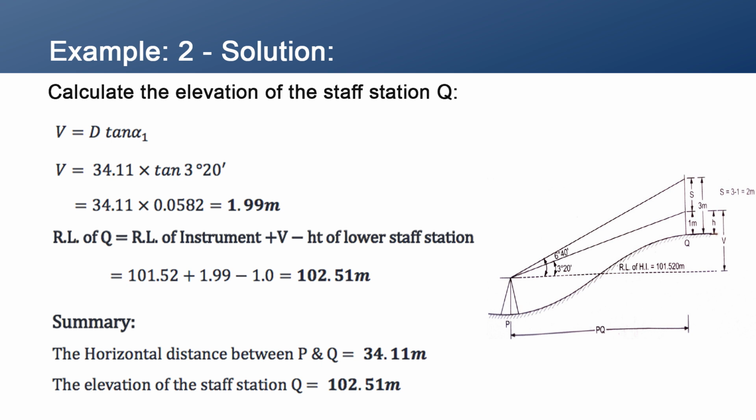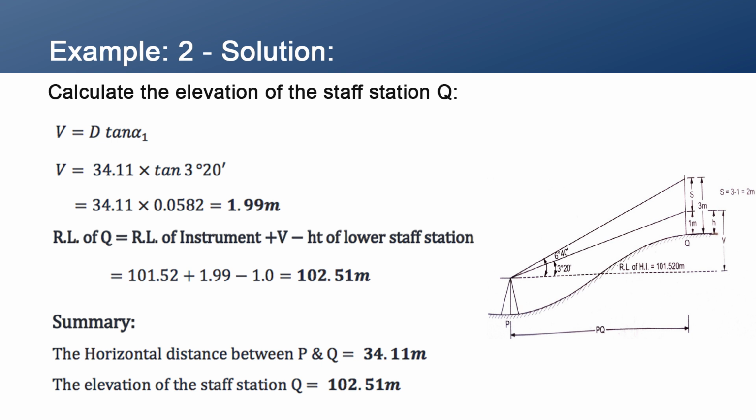Therefore, the reduced level of Q is equal to RL of the instrument, denoted by RL of HI, which is 101.20 mentioned in the figure, plus V minus height of the lower staff station, which is equal to 101.52 plus 1.99 minus 1, which is equal to 102.51 meter.